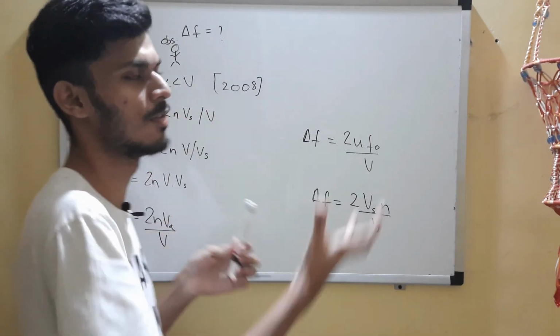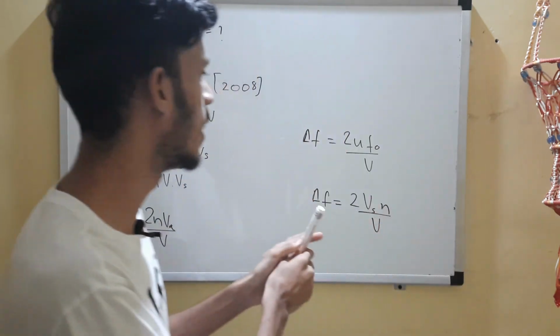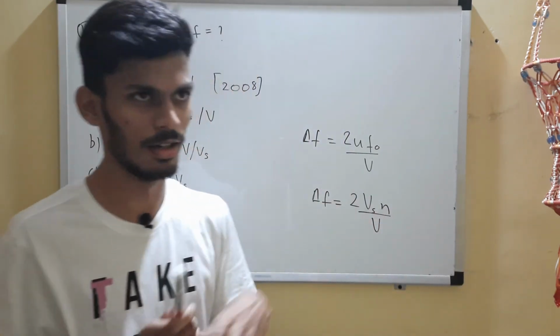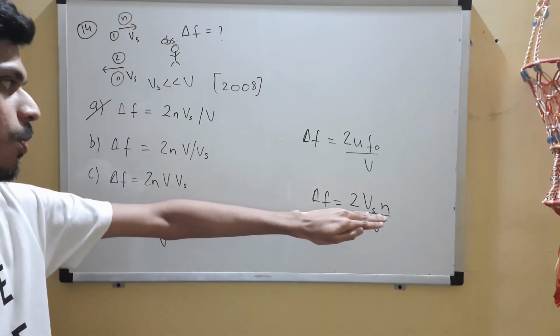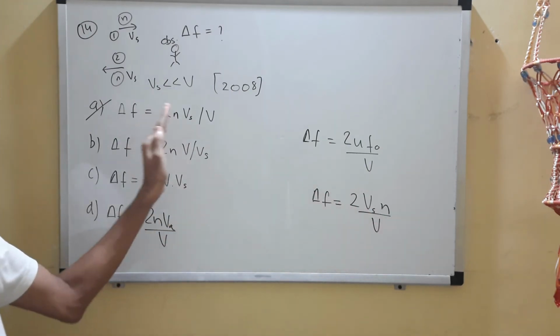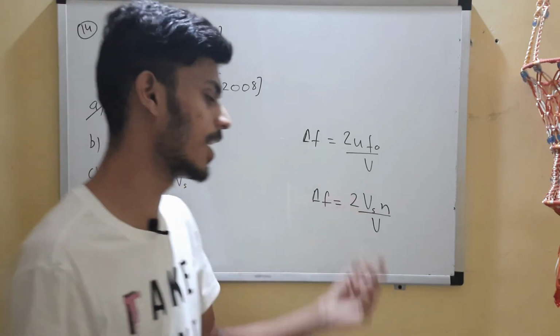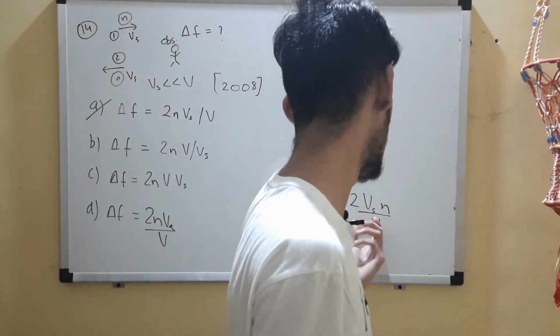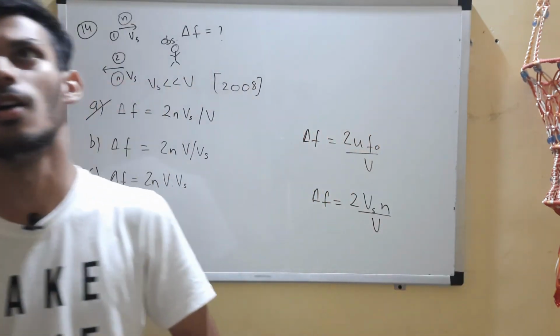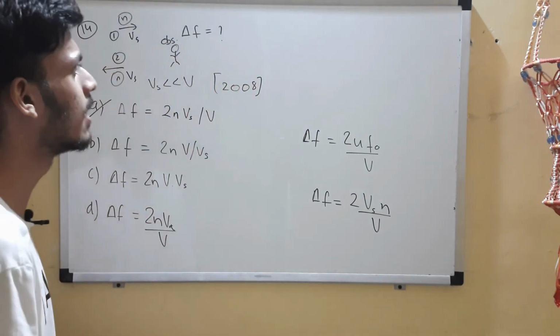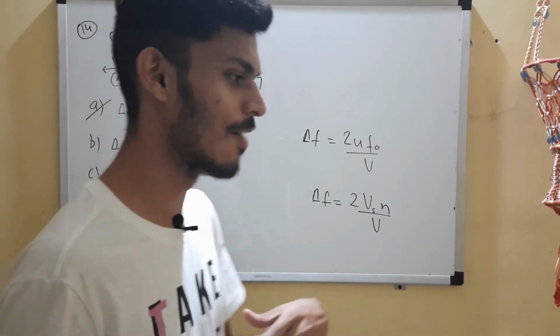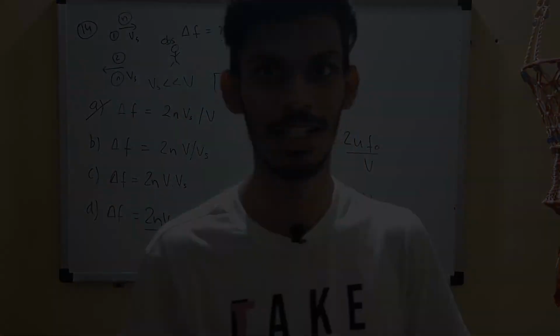This is a good way of remembering it, because otherwise you might forget that u is the velocity of the source. 2 Vs n by V, or 2n Vs by V, where Vs is the velocity of the source and V is the velocity of sound in air. I hope that is clear. Let's move to the next question. We'll also use this concept in the next question.